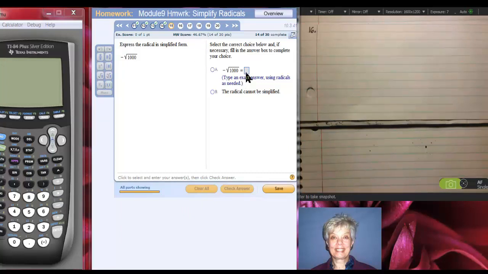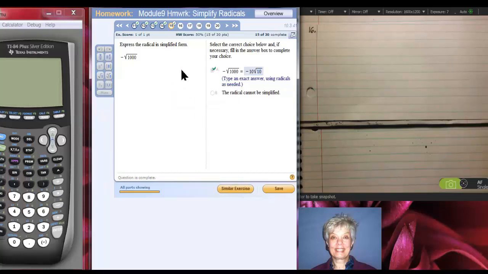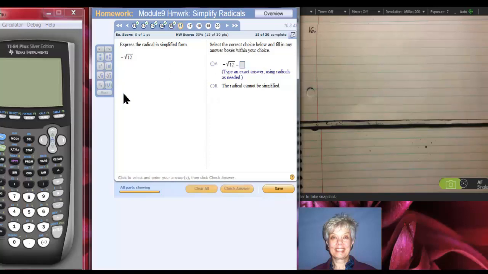Okay, so let's put the answer in. Oops, that was negative 10 times the square root of 10. Check my answer. Excellent. So I think you can see that now is a really, really good time to learn your times tables. If you haven't before, you can learn them now.